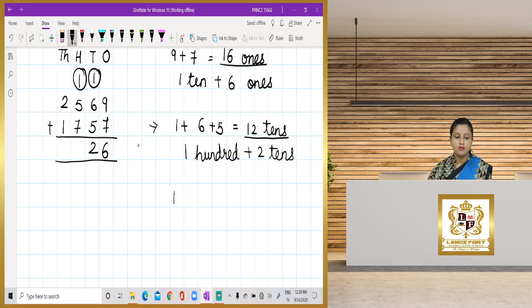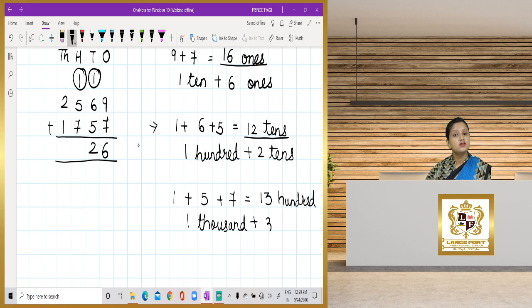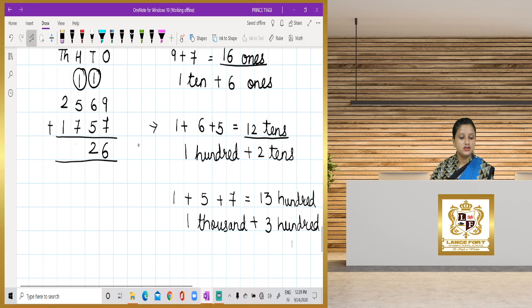Now we have the numbers 1, 5 and 7 in the hundreds place. So add 1, 5 and 7. 1 plus 5 is 6 and 6 plus 7 is 13. So we now have 13 hundreds. Now we have to regroup this 13 hundreds into thousands and hundreds. Now we have 1 thousand plus 3 hundreds. Now write 3 in the hundreds place and carry 1 to the thousands place.